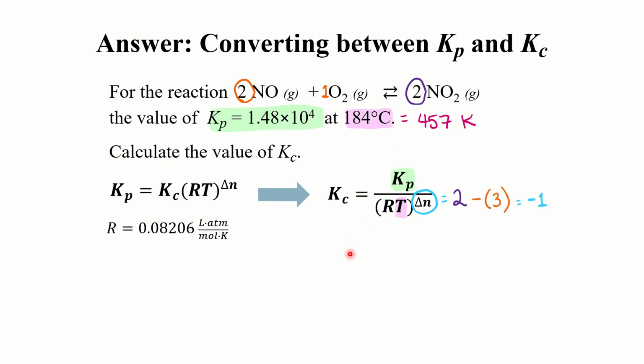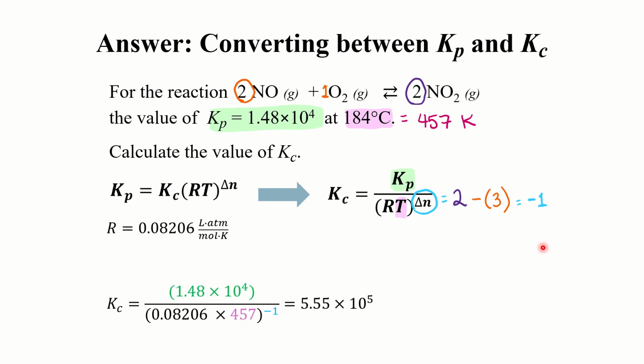And then we need to solve for delta N. Delta N here, again, is moles of gas in the products minus moles of gas in the reactants. I've got 2 moles of gas in the products. I've got 3 moles of gas in the reactants, so delta N here is -1.